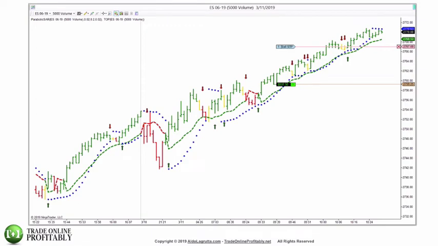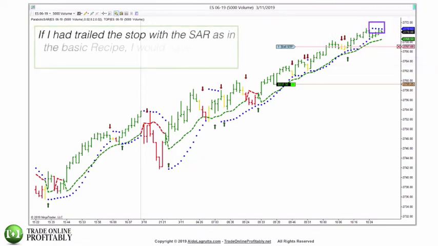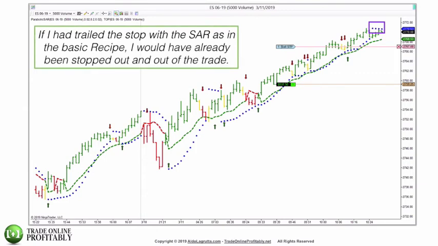As expected, after 10 points, I saw the SAR already moving above the bars. Now, if I had trailed the stop with the SAR as in the basic recipe, I would have already been stopped out of the trade. But that is the great advantage of introducing you to this way of managing your trade. I thought I was going to be stopped out rather soon, but by then my stop was at 27.67 and the moving average is at 27.68.53.